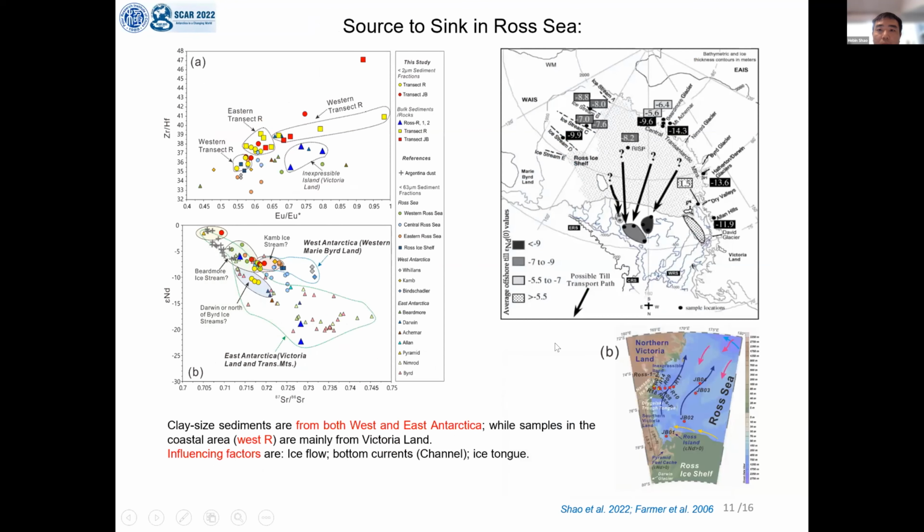And for the Ross Sea, at the previous studies, the sediments in the Ross Sea is from both west and east and Arctic, and our data also show these features. However, with an exception, the three samples are different from the other ones. This is the transect, and the three samples located at the west of the transect are very close to the ice storm.